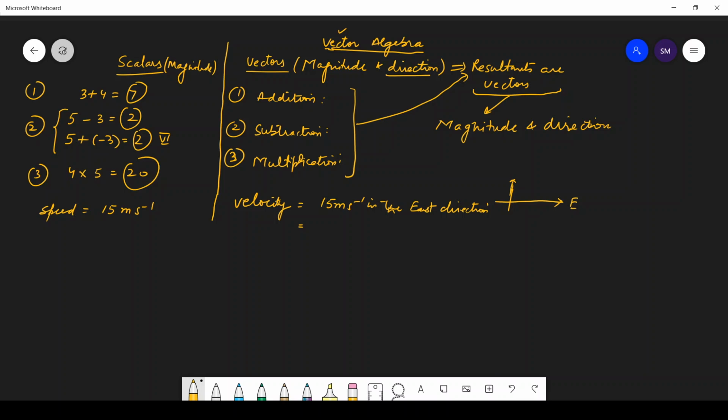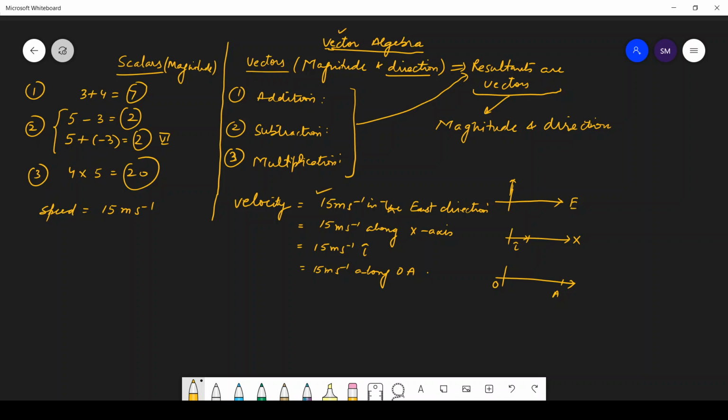What other way is there to tell this direction? Suppose this is the x-axis, so you can tell the direction with the unit vector I cap: 15 meters per second I cap. Instead, you can also write it along the x-axis. Or if this is O and here I have A, you can also write 15 meters per second along OA, meaning O to A. So for vector quantities you have to write the direction also, then only it will be written properly. And these are the different ways of telling the direction.